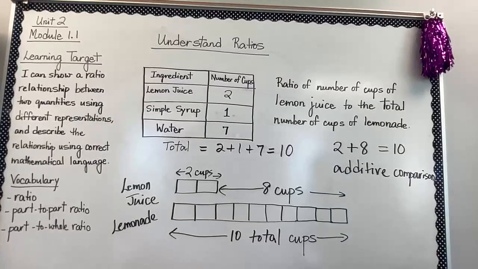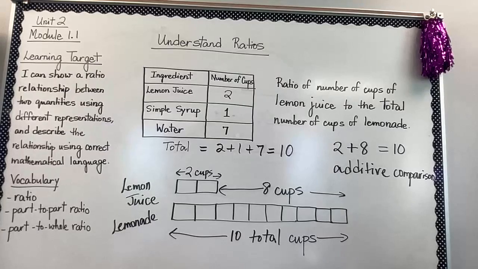Now, a part-to-part ratio and a part to whole. So let's talk about what the difference is. We know that a ratio is a comparison between two quantities in which for every A unit of one quantity, there are B units of another quantity. The phrases for every and for each are used to define and describe ratios. Okay, so let's talk about the relationship between the quantities of ingredients in the recipe. And these are examples of ratios.